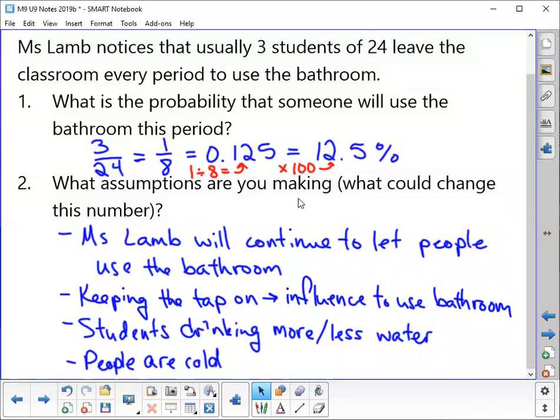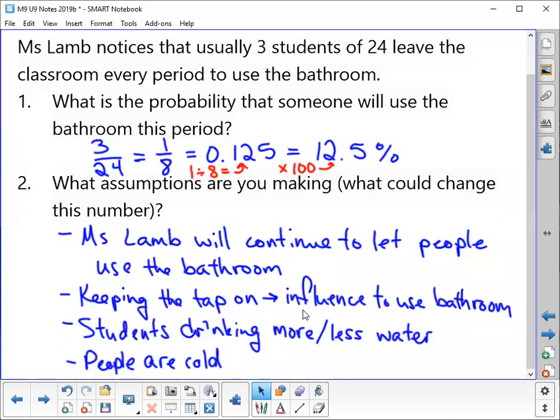And what assumptions am I making? What could change that number? Ms. Lamb, the assumption is that Ms. Lamb will continue to let people use the bathroom. That, once again, this was a jab at that particular class. Because I wasn't going to continue to let them use the bathroom because it was a little insane. Keeping the tap on.